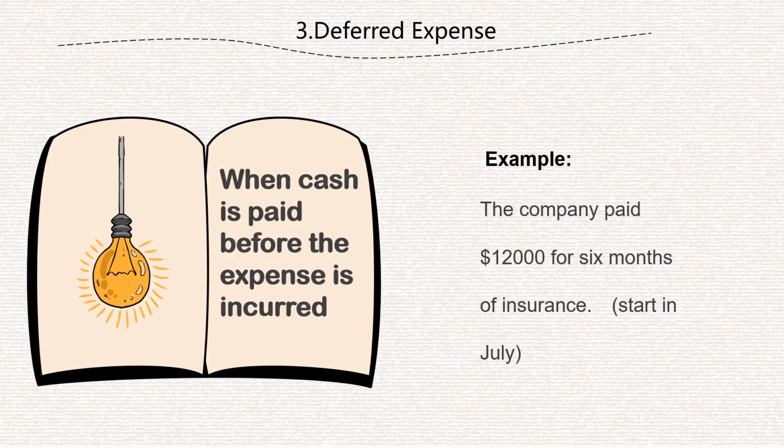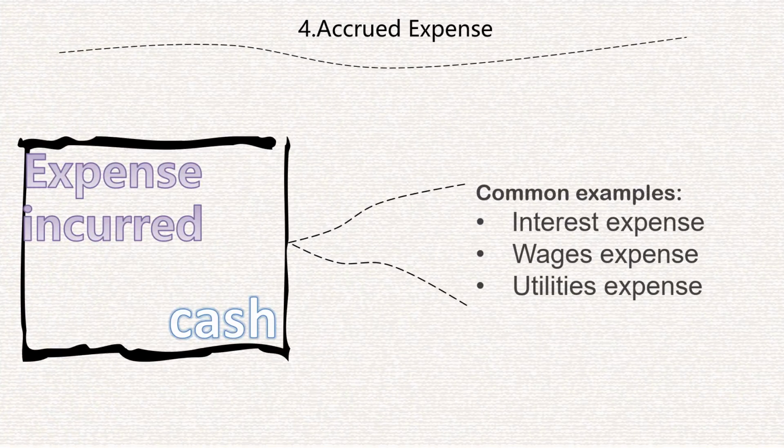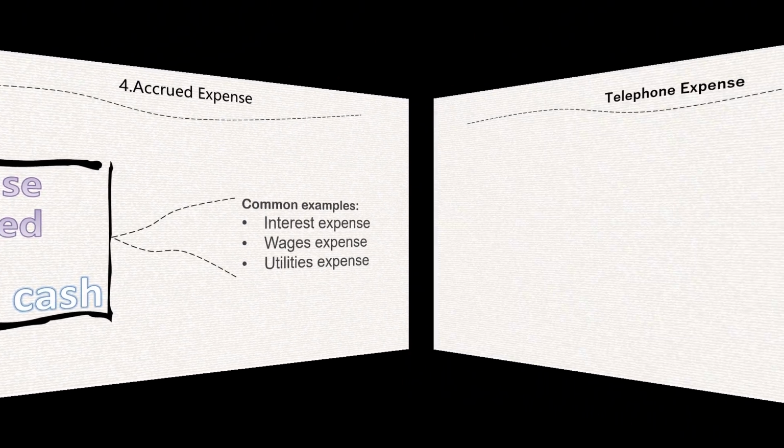When cash is paid before the expense is incurred, it is a deferred expense. The insurance expense is a good example. In contrast, an accrued expense means the cash is paid after the expense is incurred.